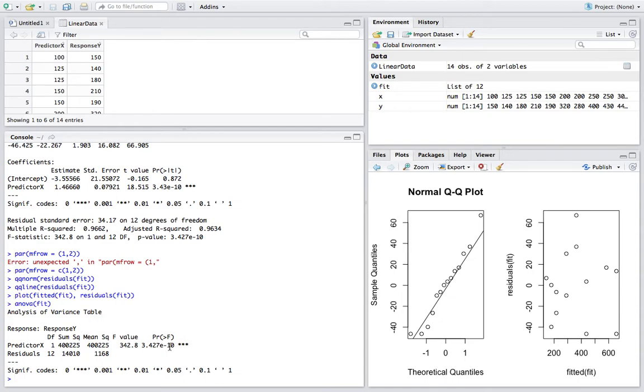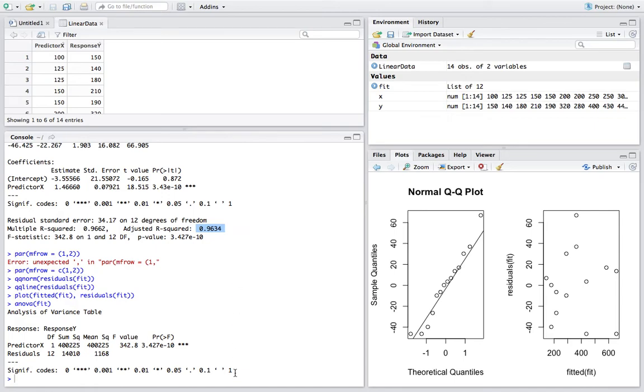So you can see here that this is, again, highly significant, which indicates to us that we reject the null hypothesis and we say there is some linear relationship here, as we would expect from looking at both our residual plots and our adjusted R-squared value.